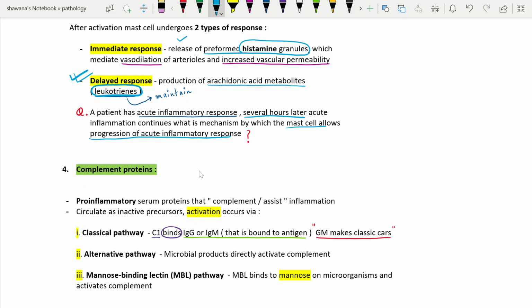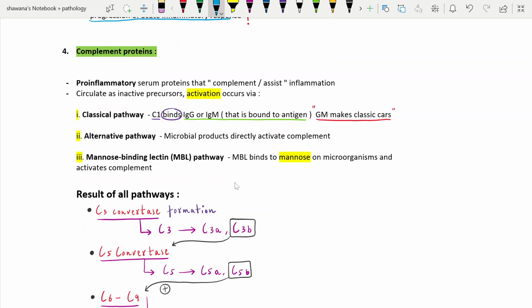The fourth mediator of acute inflammation is the complement proteins. As I have discussed, C3a and C5a activate the mast cells. So complement proteins are pro-inflammatory serum proteins that assist inflammation. These are present in inactive form, but they can be activated. How are these complement proteins activated? They are activated by one of three pathways. First is the classical pathway, second is the alternative, third is the mannose-binding lectin pathway.